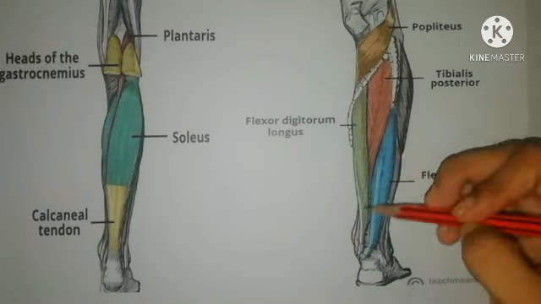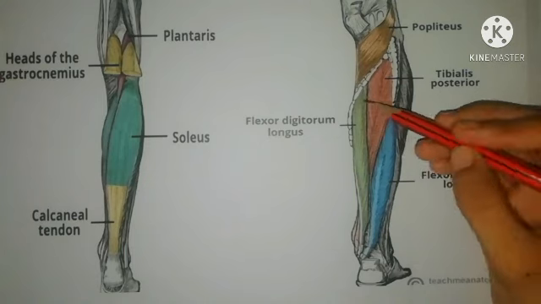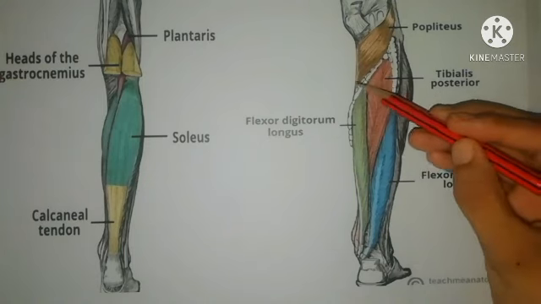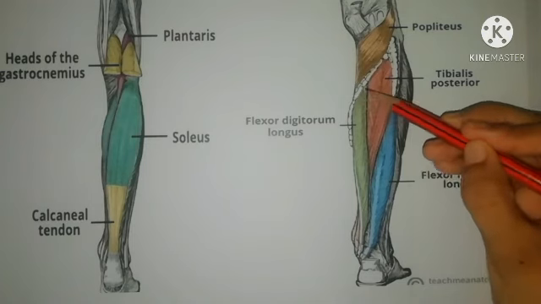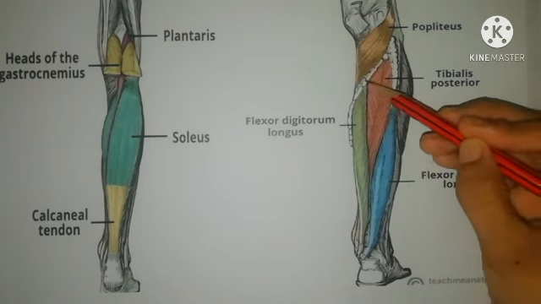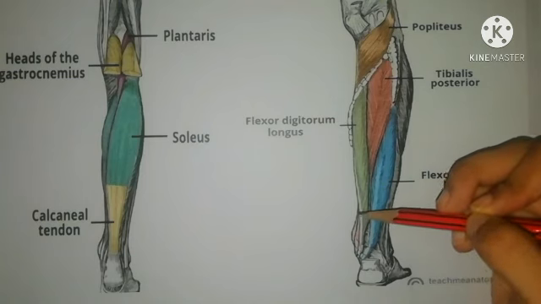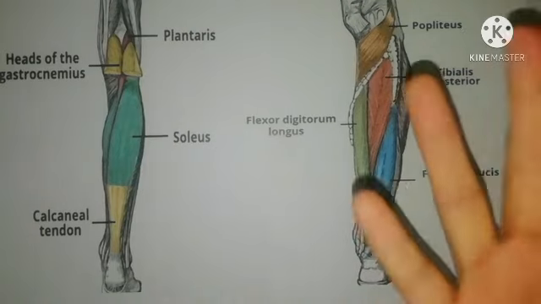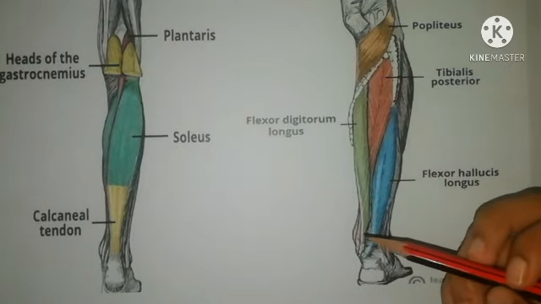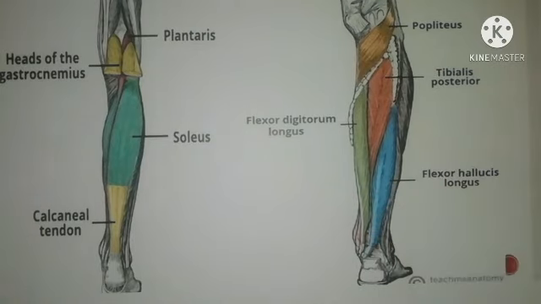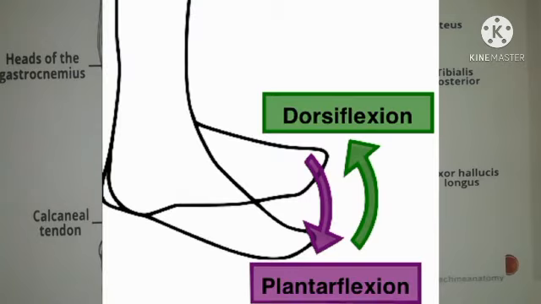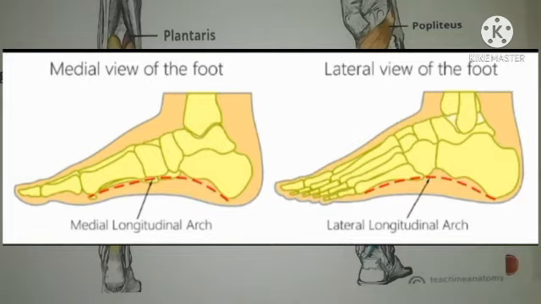Flexor digitorum longus. This is the muscle. The origin is from the upper two-thirds of the medial part of the posterior surface of tibia below the soleal line. The insertion is in the base of the distal phalanx of lateral four toes. The muscle ends in a tendon which divides into four, one for each of the lateral toes. Nerve supply is tibial nerve. Action is plantar flexion of ankle joint, and it also supports the medial and lateral longitudinal arches of foot.